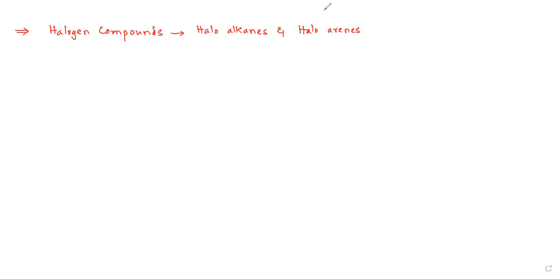Now, first of all, what are halogen compounds? These are the compounds formed by the replacement of hydrogen atoms by halogen atoms. Okay.